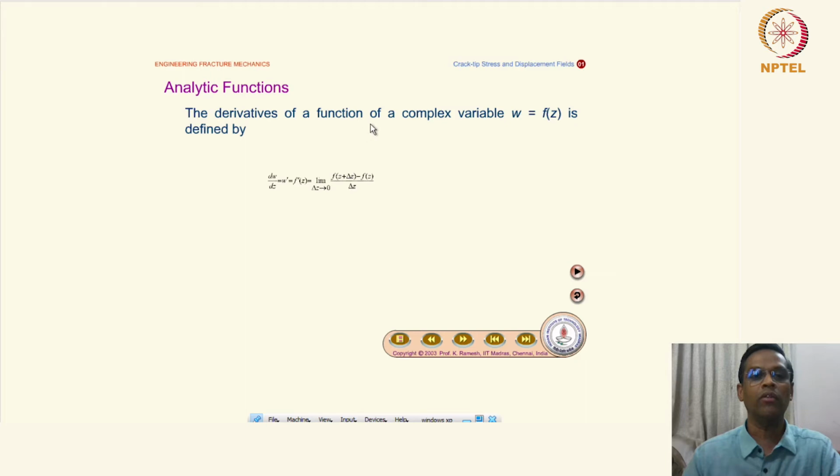The derivative of a function of a complex variable, w equal to f of z, is defined by dw by dz, which is also w prime, equal to f prime of z, equal to limit delta z tends to 0 of f of z plus delta z minus f of z, divided by delta z. So this is a derivative as a function of a complex variable. It is defined like this.